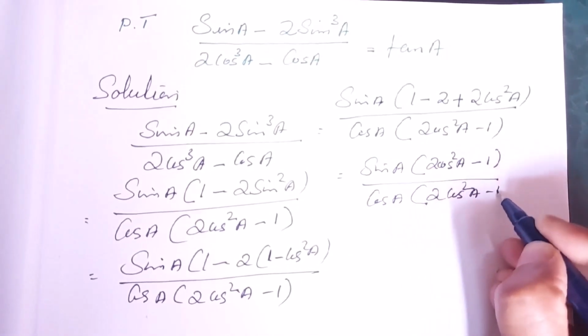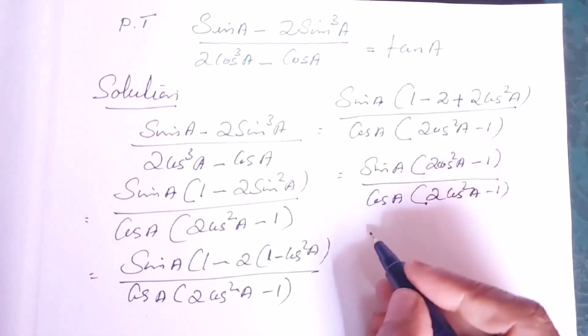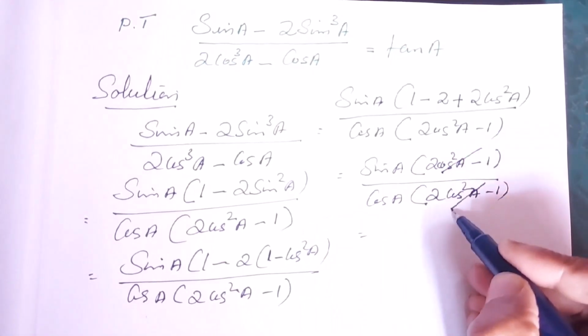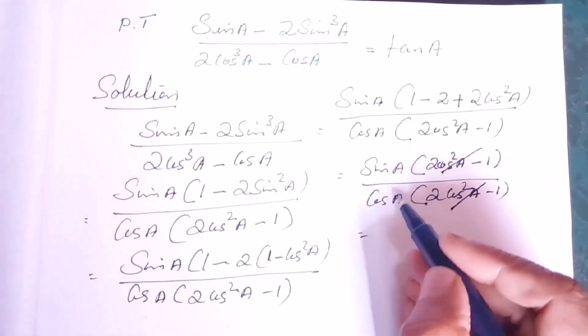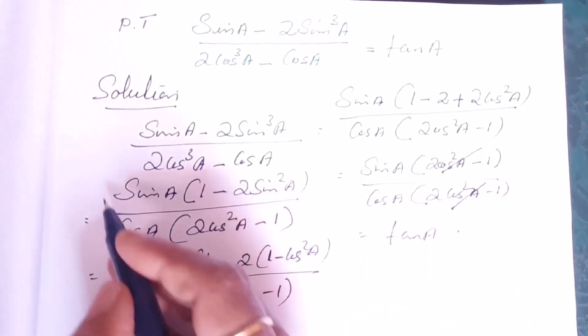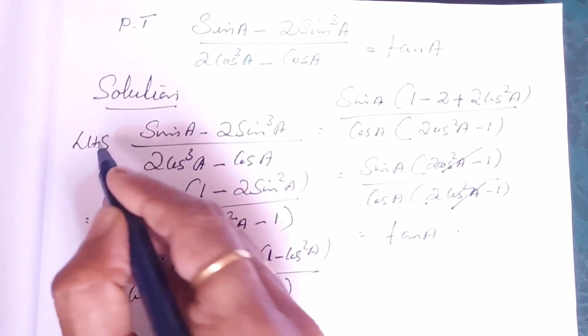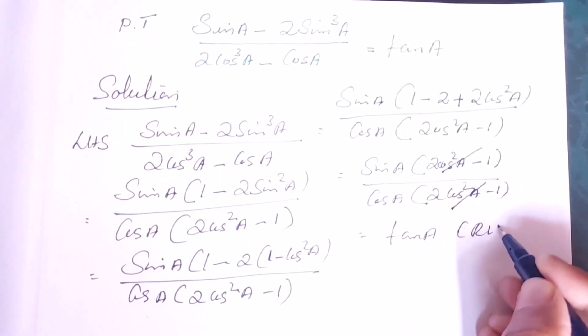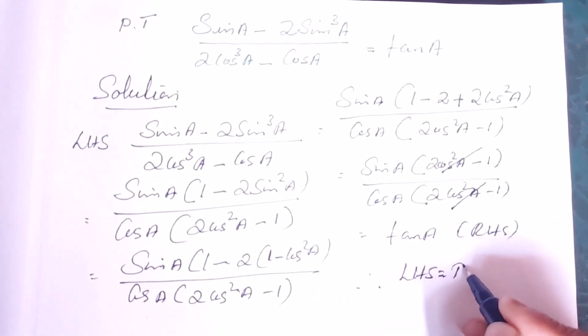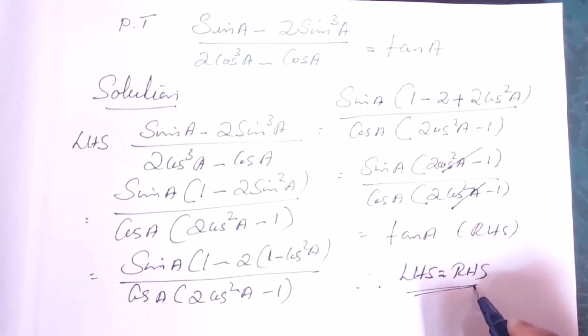Now the common terms are 2 cos square A minus 1 and 2 cos square A minus 1. We can cancel it. So sin A by cos A is tan A. That is, we have started from LHS and now we are getting RHS, right? Therefore LHS is equal to RHS. Hence proved.